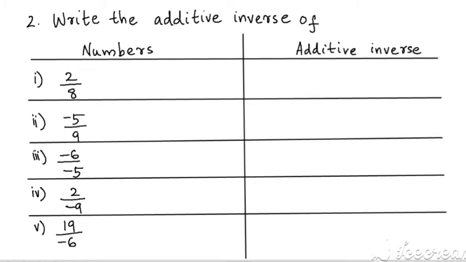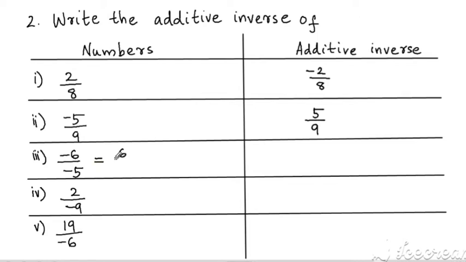Now we can move on to the next problem. Write the additive inverse of the given rational numbers. So in order to write the additive inverse, you have to change the sign of the given numbers. If it is positive, you have to write that as negative. If it is negative, you have to write that as positive. In case of 2 by 8, its additive inverse is negative 2 by 8. If you consider negative 5 by 9, its additive inverse will be 5 by 9.